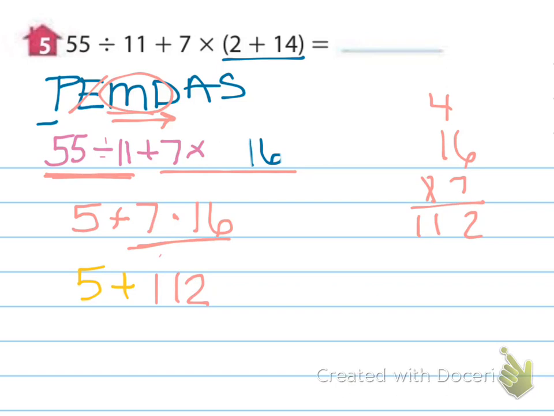So now I've got addition and subtraction. Just one thing left to do. Add 5 plus 112, and my answer is 117. Hopefully that helped if you had any issues with doing that one.